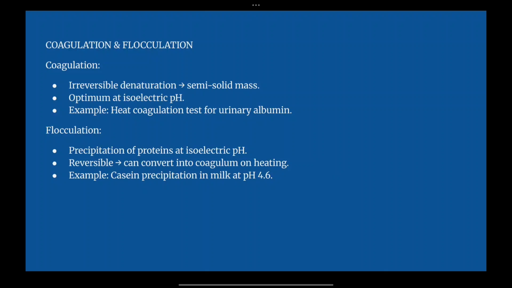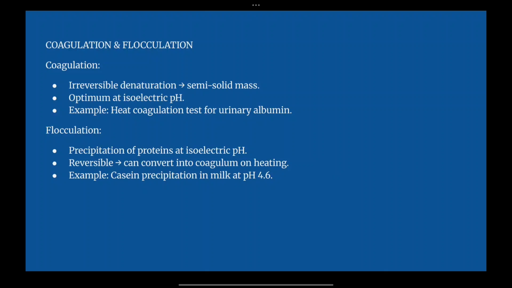Flocculation, here the precipitate of protein is formed at a certain pH, and this is a reversible process. Here the coagulum, the clump that is formed in the protein, can be heated and be reconverted into the previous state it was. For example, casein precipitated in the milk.